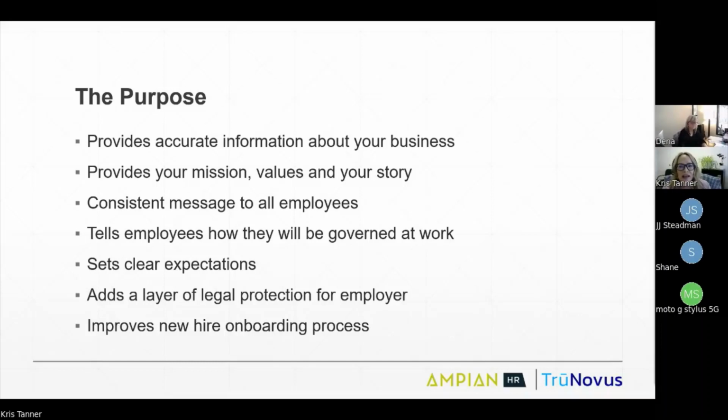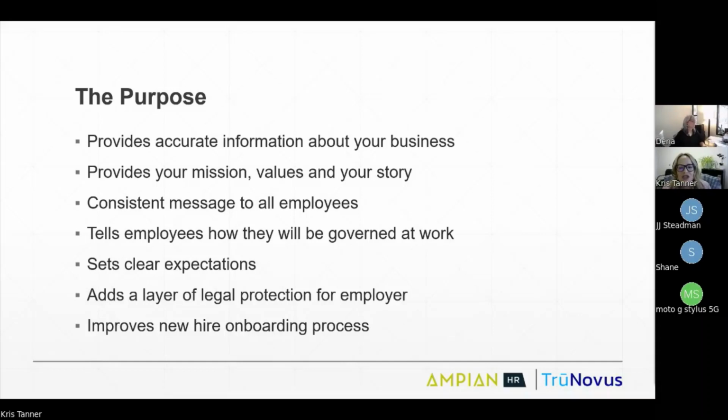So new hires may not get 100% of their policy information directly from you. So rather than allowing another employee to fill in those blanks for a new hire, a handbook can ensure that they're getting correct information directly from the source. Also, you can include things like your company mission, your values, your company story. The handbook is a great place to reinforce those things. Your handbook is a consistent message to everyone who reads it. So there's not a lot of room for interpretation in the written word. So all employees in your company are receiving the same message and it's being interpreted the same way.